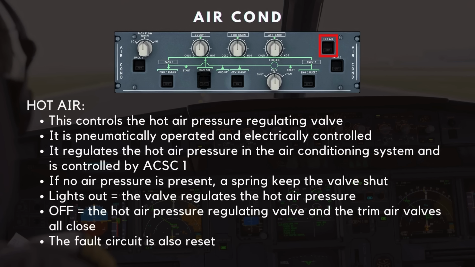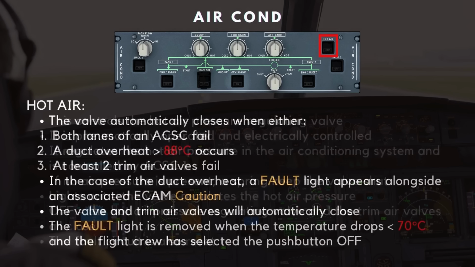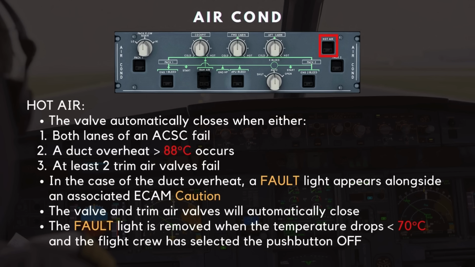When in the off position, the hot air pressure regulating valve and the trim air valves all close, and the fault circuit is also reset. The valve automatically closes when either both lanes of an ACSC fail, a duct overheat above 88 degrees Celsius occurs, or at least two trim air valves fail.